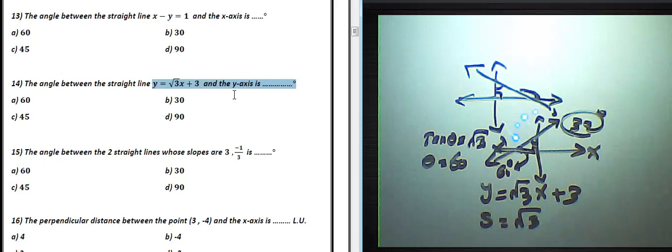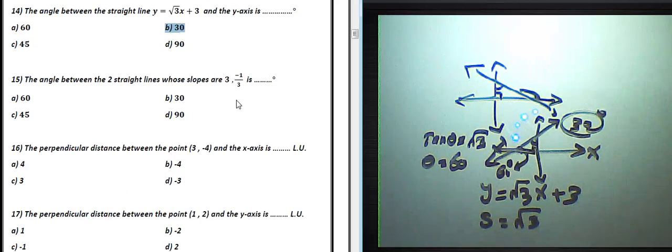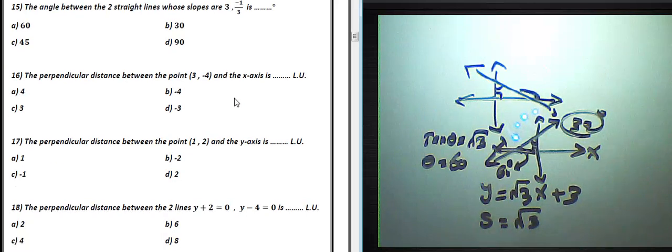If he changed the y-axis to be the x-axis, such as in question 13, you would write 60. But he asked about the angle between the straight line and the y-axis. And y-axis means what? 90 subtracted by 60, it will be 30 degrees. Understood? Choose letter B.